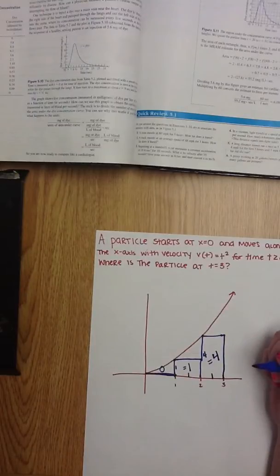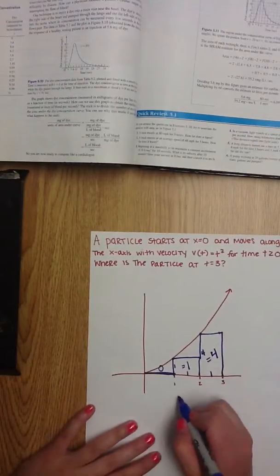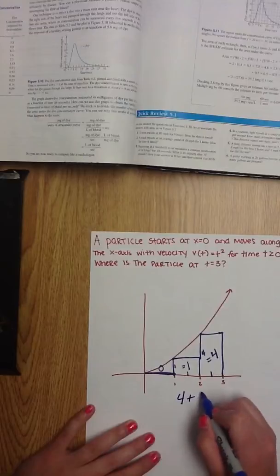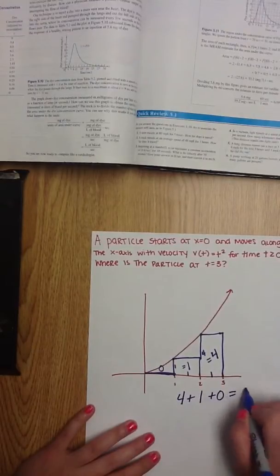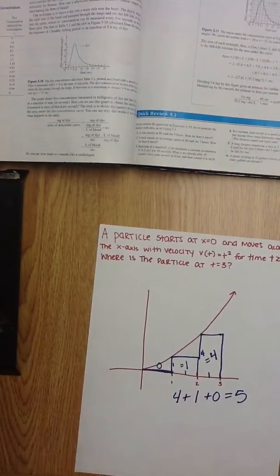So then we add them together. 4 plus 1 plus 0 equals 5. So the left sum estimation for the area under the graph is 5. So the particle is approximately at 5 at t equals 3.